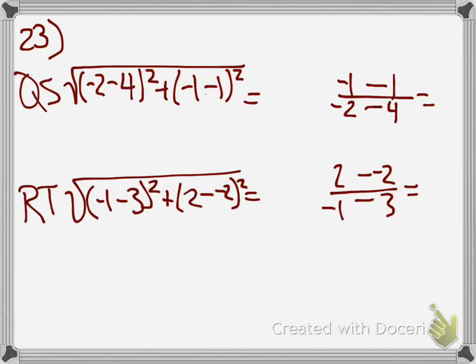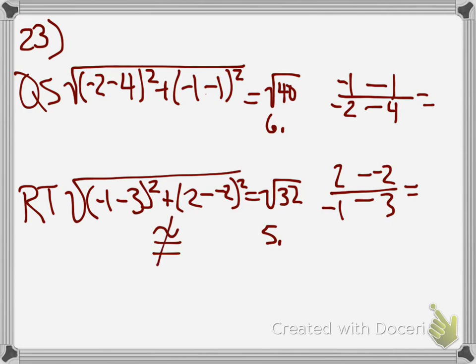Number 23, last one right here, same idea. Here's the setup for 23. If you type this one in, you get the square root of 40, which is going to be like 6 point something. Here, if you type this one in, 32, you get 6 point something. Here you get 5 point something, so it's not congruent.